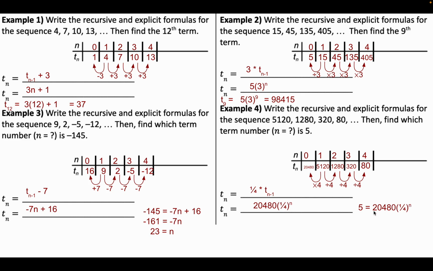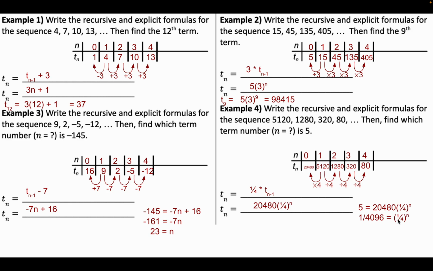So the first thing we would actually do is divide both sides by 20,480. You would probably get a decimal if you did this on your calculator. If you use Desmos, it lets you turn that decimal into a fraction. And so your fraction would end up being 1 over 4,096, which equals 1/4 to the nth power.